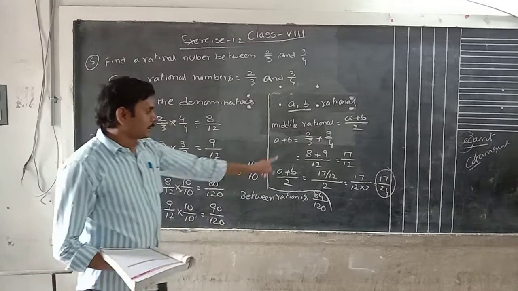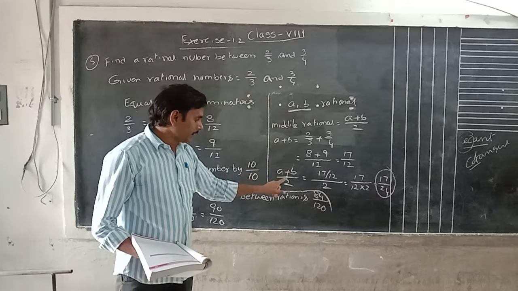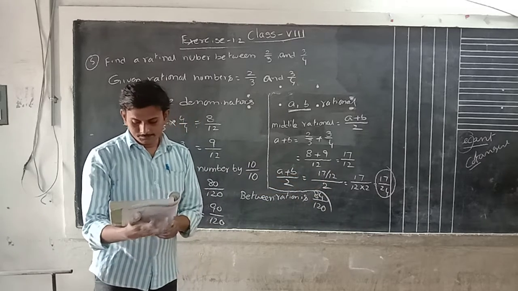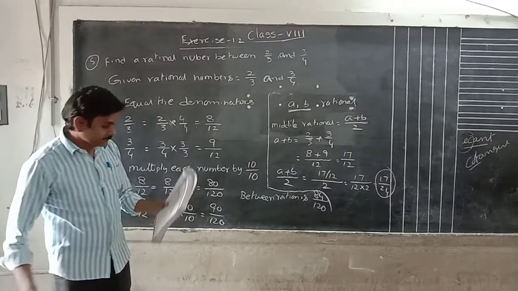Okay, first we have to find A plus B. Later divide A plus B by 2. We will get the middle rational number. That is the answer. We go for the next question. Sixth question.